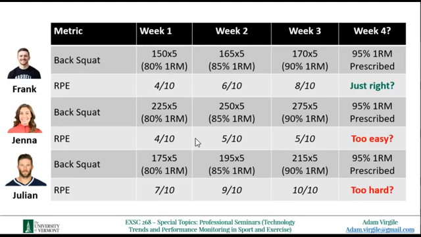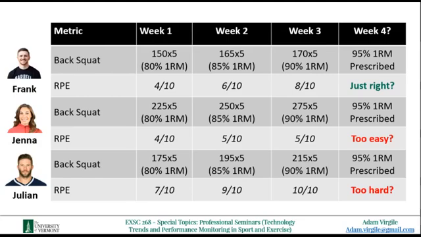Now, one thing to note is I just made up these numbers. So I don't know what 85% 1RM for 165 pounds is, and I don't know if the progressions are actually right. I just threw in numbers. But we see in this situation, everyone's performing the same relative external load. They're performing 80% 1RM, 85% 1RM, 90% 1RM. Then they're going to perform 95% 1RM in week 4.